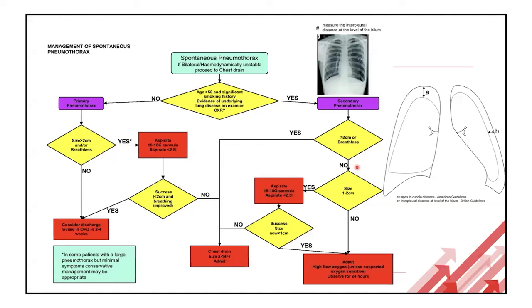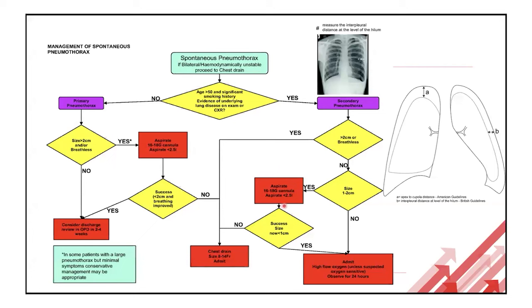But if it's less than 2 centimeters and your patient is not breathless, you want to know, is it between 1 to 2 centimeters? If it's 1.5, you still want to admit. You'll still be more conservative, so you give high flow oxygen, and then you observe and do serial chest x-rays, okay? But if it's less than 1 centimeter, that's what you do. You give oxygen, you monitor and admit, okay?